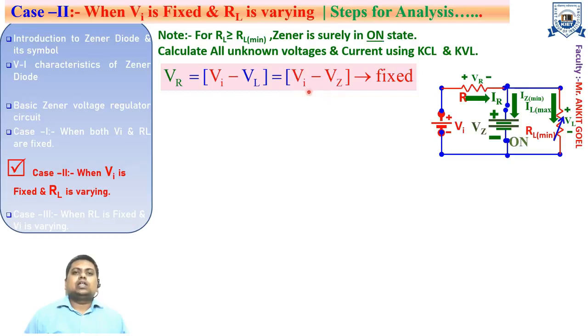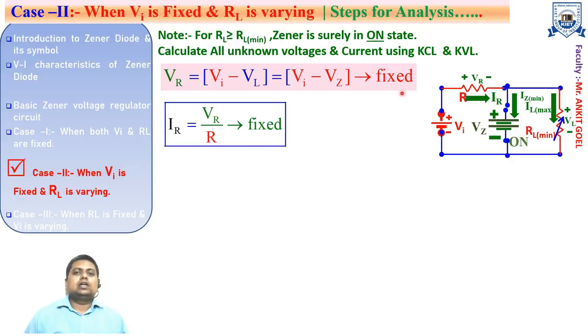Since both quantities on the right hand side are fixed, VR, the voltage across the series resistance, is a fixed quantity. Once VR is divided by R, you will get the series resistance current, that is IR, VR upon R. Since both quantities are fixed, you get the series current as a fixed quantity. Now apply the KCL equation and find the Zener current equation. It is IZ is equal to IR minus IL.